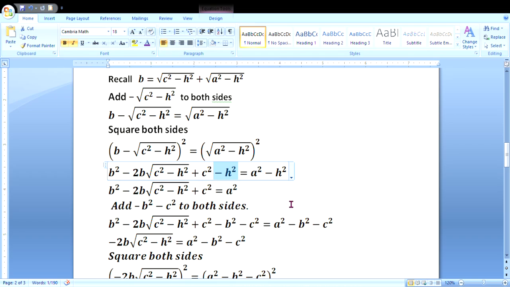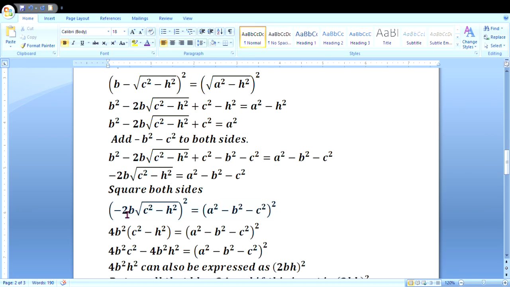Okay, now we need to move all the terms without square root to one side. So we move all this b square plus c square to the right hand side. This is done by adding minus b square minus c square to both sides, and the whole expression is eventually reduced to minus b times the square root of c square minus a square is equal to a square minus b square minus c square. Then again, we still need to square both sides.